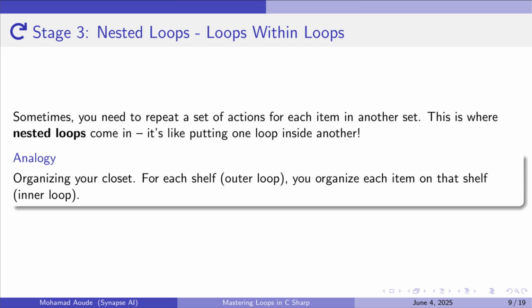Sometimes you need to repeat a set of actions for each item in another set. A loop inside another loop is the natural way to handle this. Think of organizing your closet. For each shelf, outer loop, you might sort each item on that shelf, inner loop. Nested loops are powerful, but can also become computationally expensive if misused, so use them judiciously.